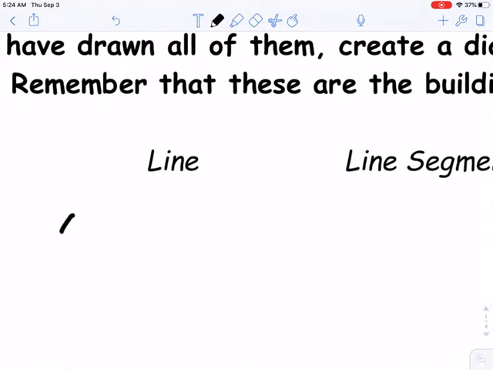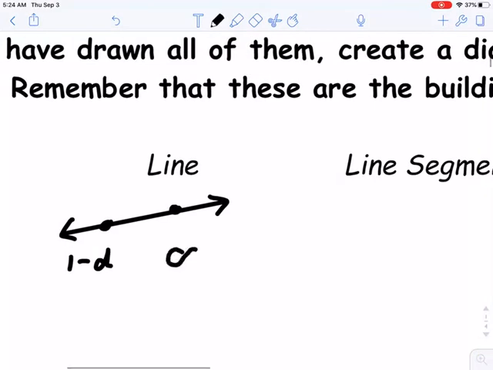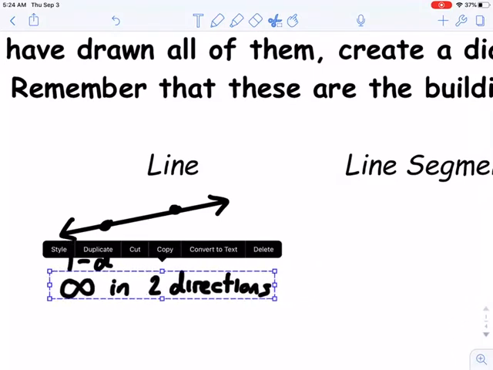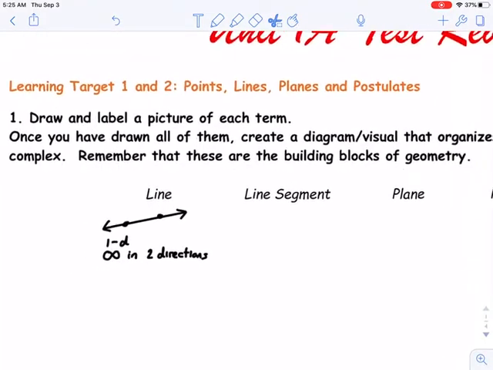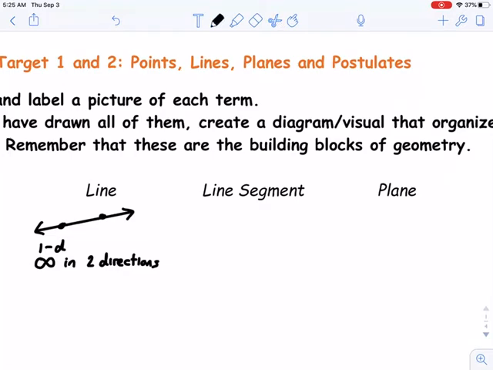So a line can look something like this. All right. So some facts about a line: it exists in one dimension. We'll just write 1D for one dimension. And it goes infinite in two directions. All right, so those are some fun facts about a line. Other fun facts we'll talk about later is that they're defined by at least 2 points, and once they have 2 points, they have infinitely many. Lines are unmeasurable. They go infinite in both directions.